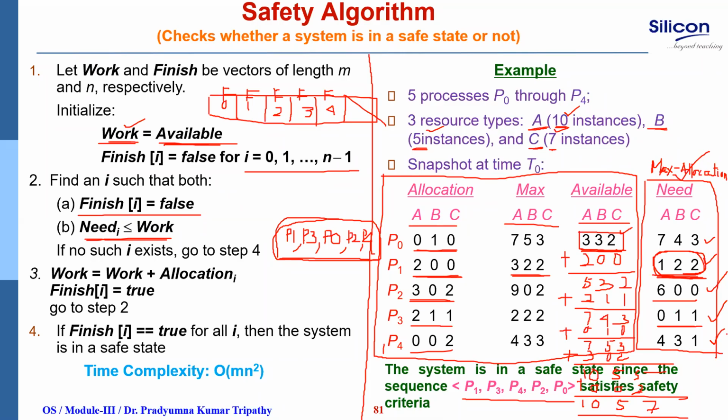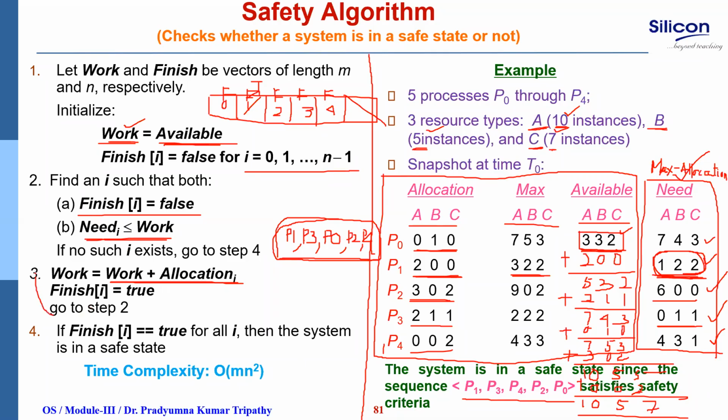Once I select, what do I do? I add its allocation to the available. So look over here, work is equal to work plus allocation. Work is nothing but the available. That means this is satisfied. P1 I have satisfied. Once P1 is satisfied, I'll change it from false to true.